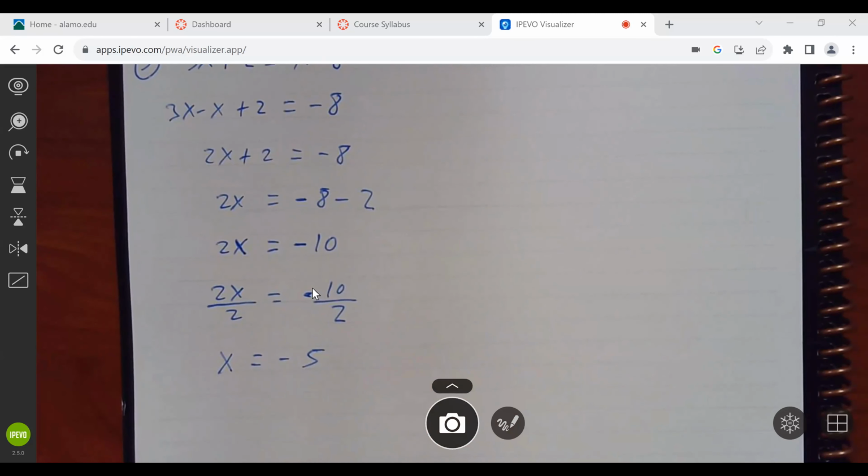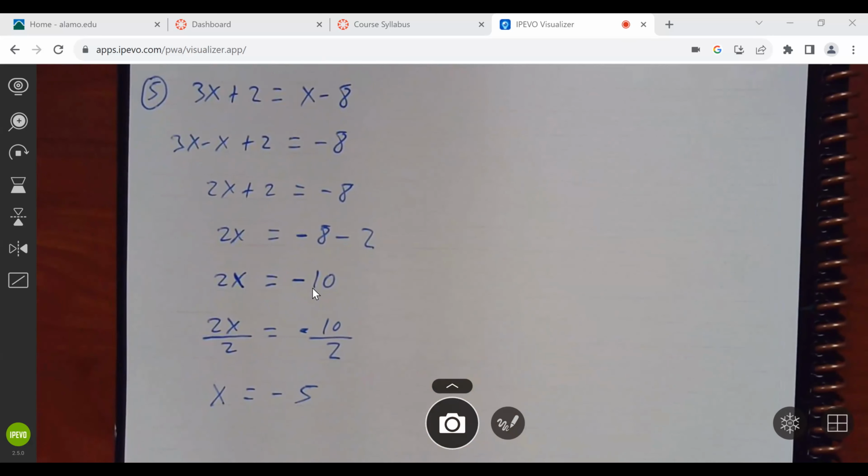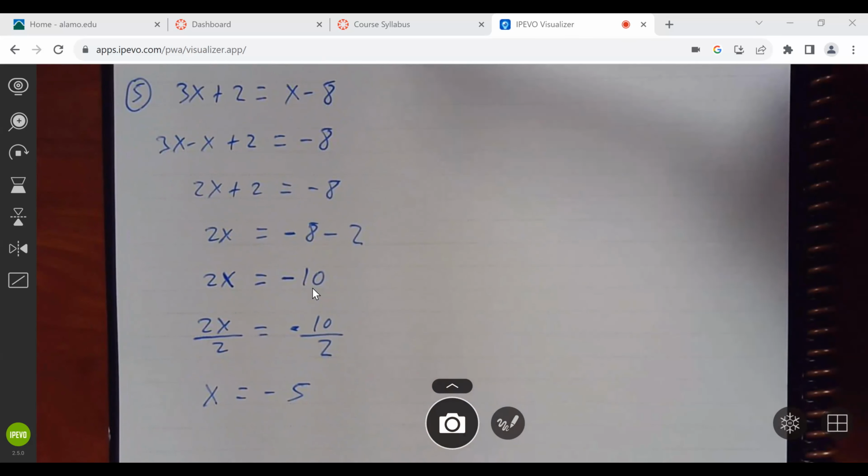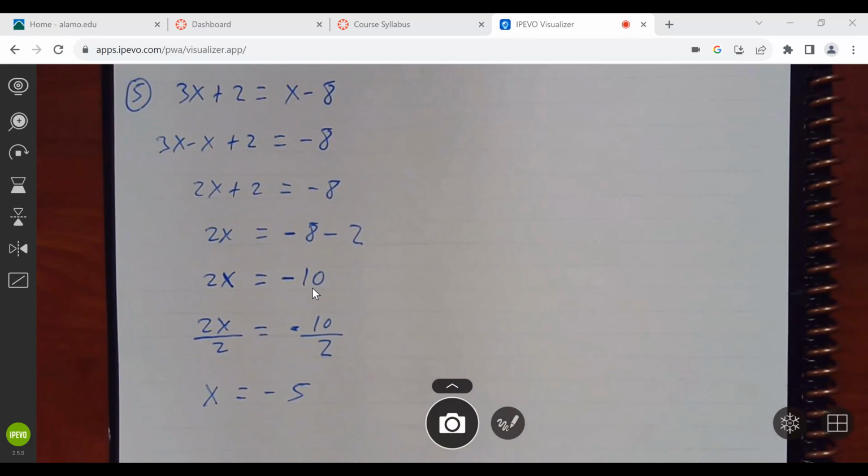Any steps here that don't make sense to you? Beginning, middle, at the end, doesn't matter. Is it okay?